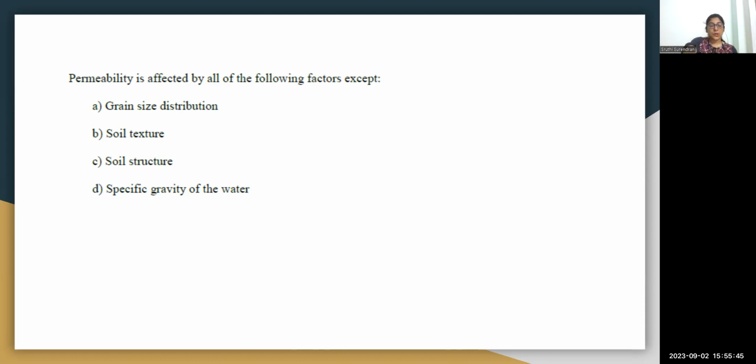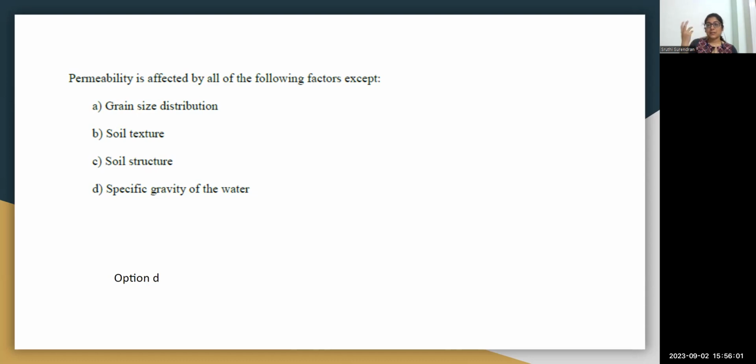Now, what is that which is not impacting? It is the specific gravity of water. Specific gravity of water is equal to 1, and it is not impacting permeability. It is the unit weight of water that is impacting permeability.